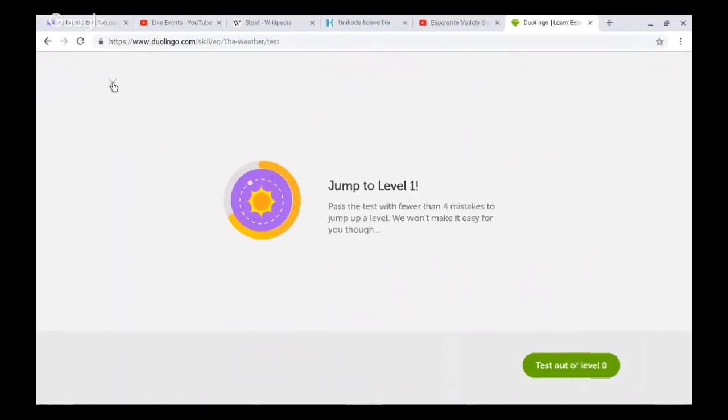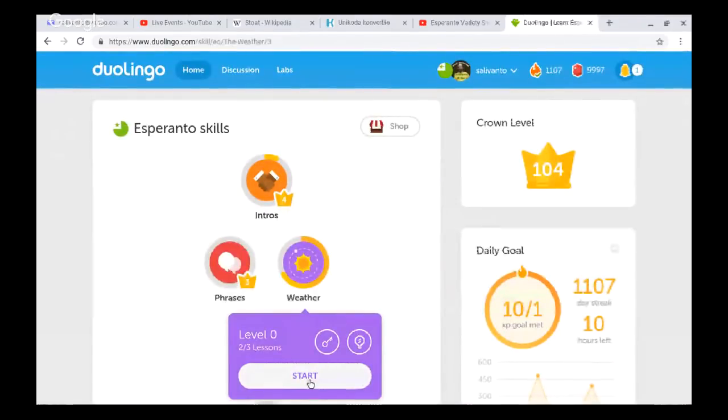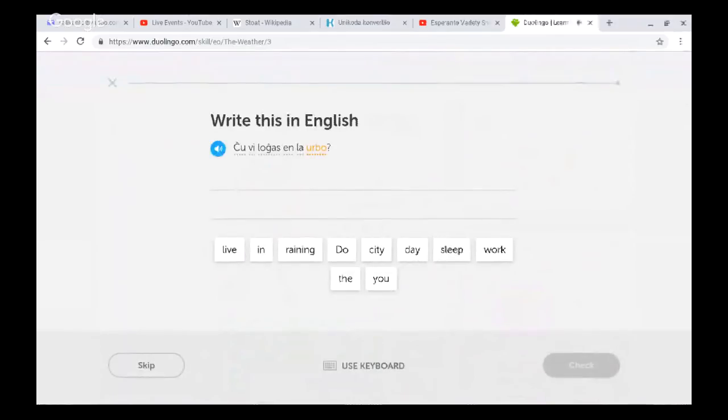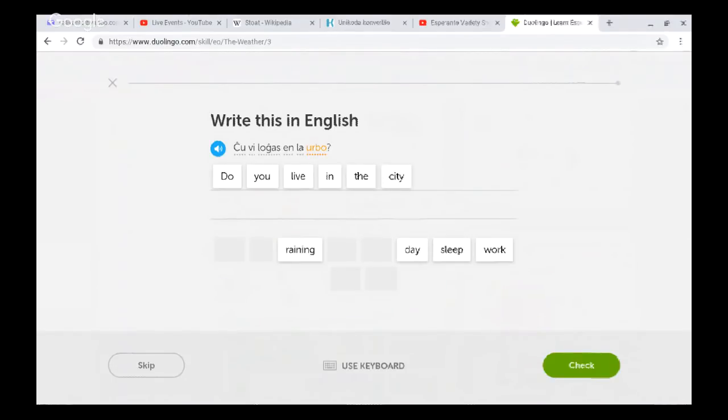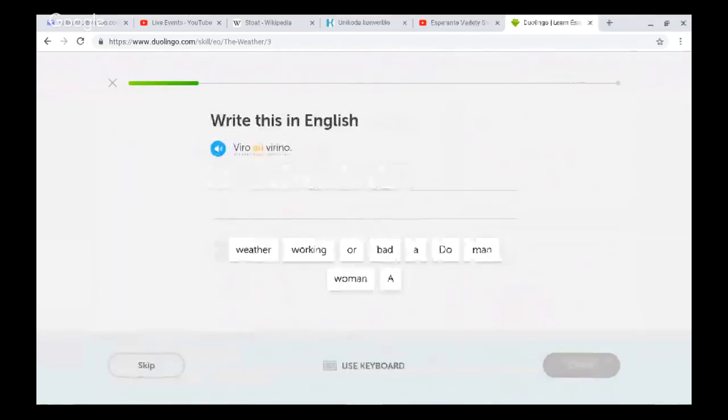Whoops, I just did test out. I didn't want to do that. I'm going to hit X because I want to do a regular exercise. When you start. Ĉu vi loĝas en la urbo? Do you live? Have you guys noticed the new voice? Ĉu vi loĝas en la urbo? All right, so I would say those things out loud.